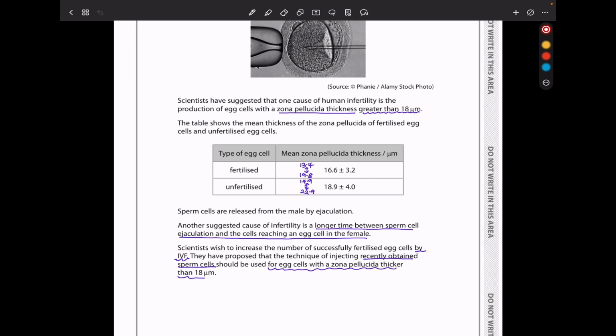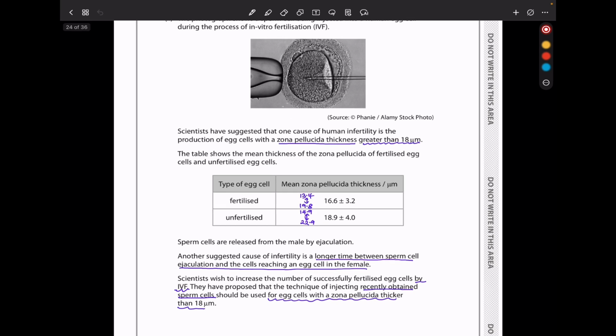They have proposed that the technique of injecting recently obtained sperm cells should be used for egg cells with a zona pellucida thicker than 18 micrometer. When IVF is carried out, the sperm is inserted into the egg cell, which is going to overcome the requirements for the acrosomes or the enzymes that are going to digest the zona pellucida.